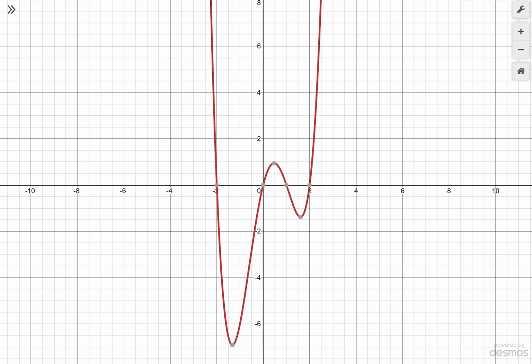So here's our graph. I promised you a graph on Desmos, and I'm going to count some turning points for you. Here's 1 turning point, a 2nd turning point, and a 3rd turning point. So this graph happens to have 3 turning points. It could have had 2 or 1, but there's no way it could have had 4 because the degree is 4.